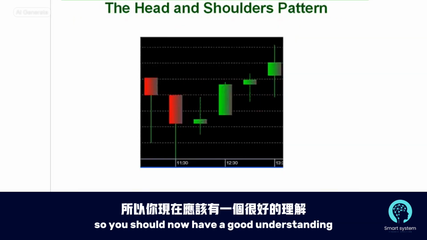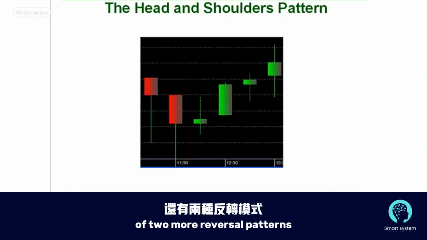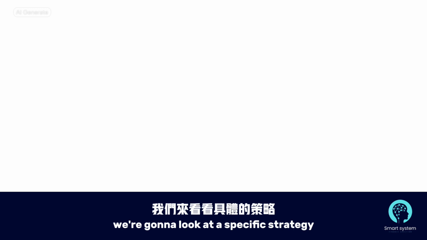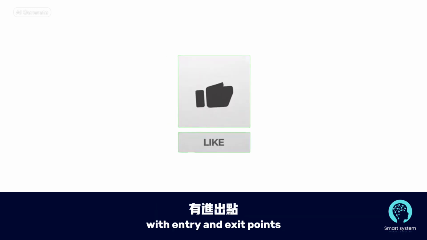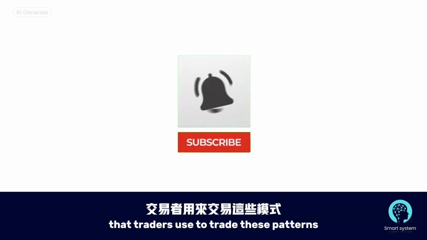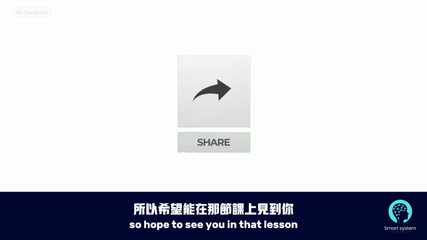So you should now have a good understanding of 2 more reversal patterns. In next lesson, we're gonna look at a specific strategy with entry and exit points that traders use to trade these patterns. So hope to see you in that lesson.